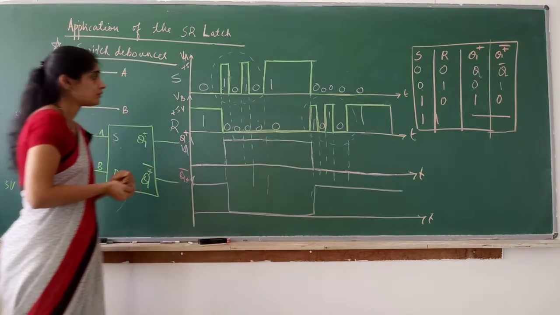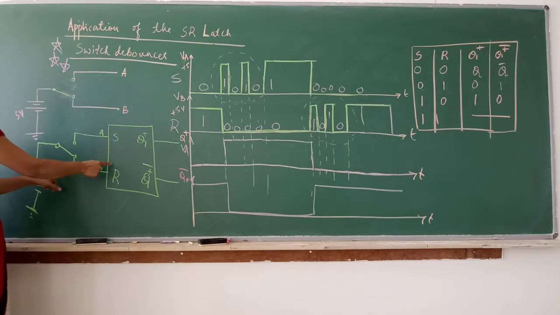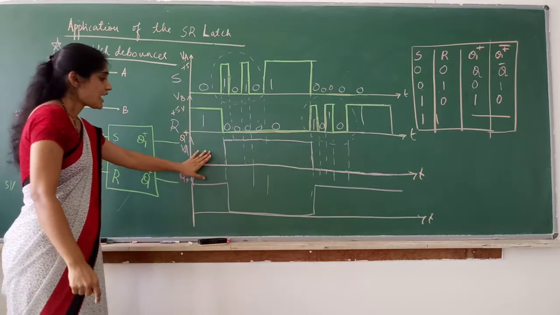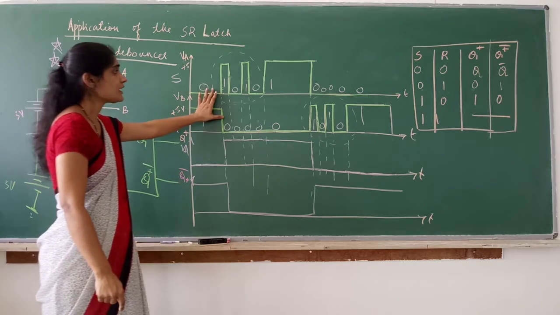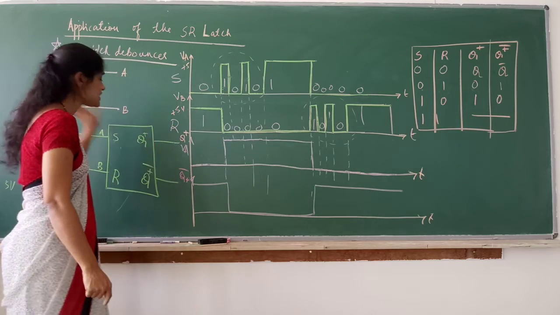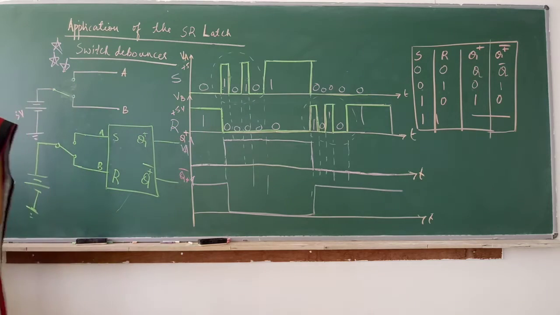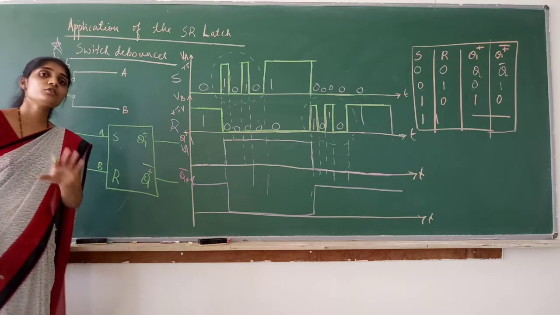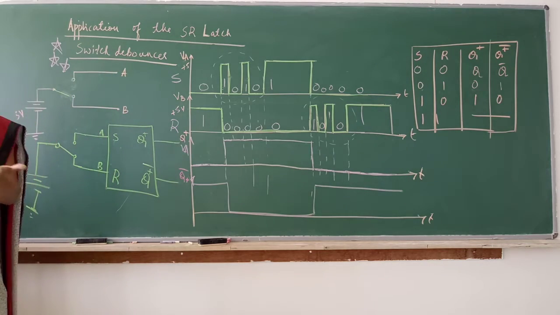Okay, then write this and write this 1 sentence of explanation. As shown in the waveform, contact bounce problem in the normal switch has been eliminated using SR latch. That's all you have to write. These 2 circuits and these 4 waveforms carry full marks. Explanation may be 1 or 2 marks.